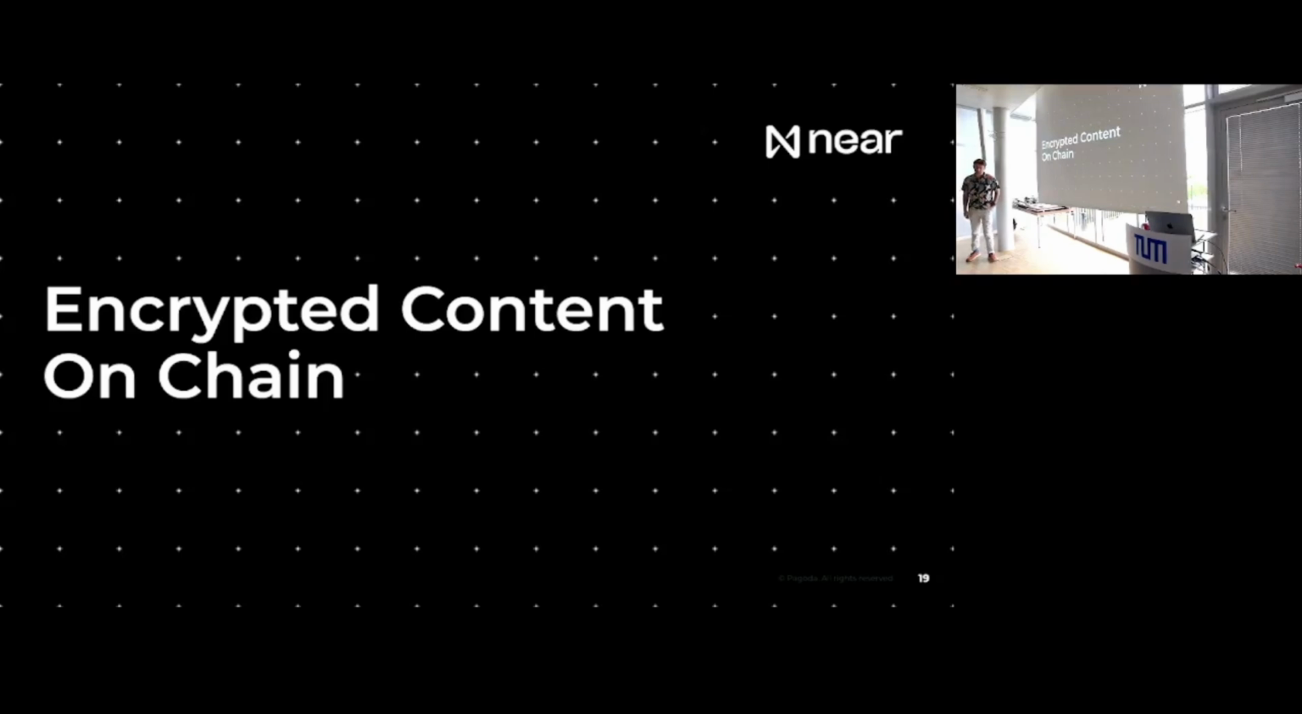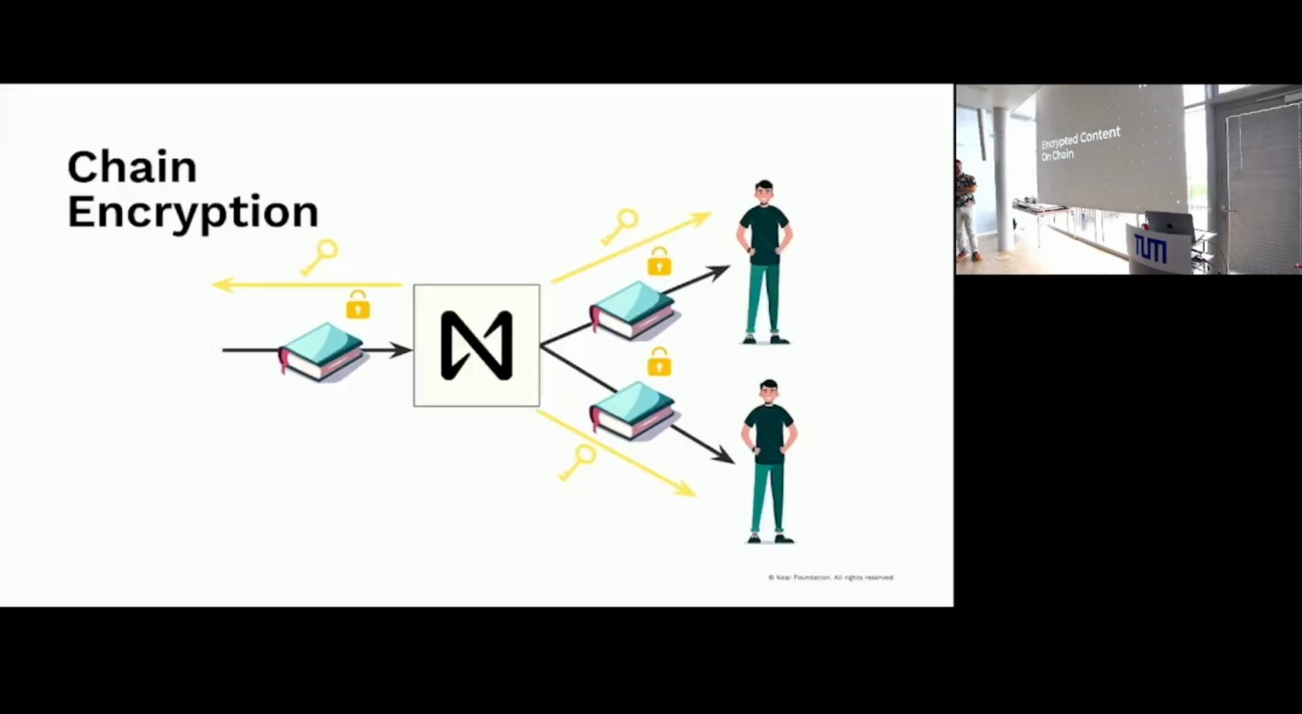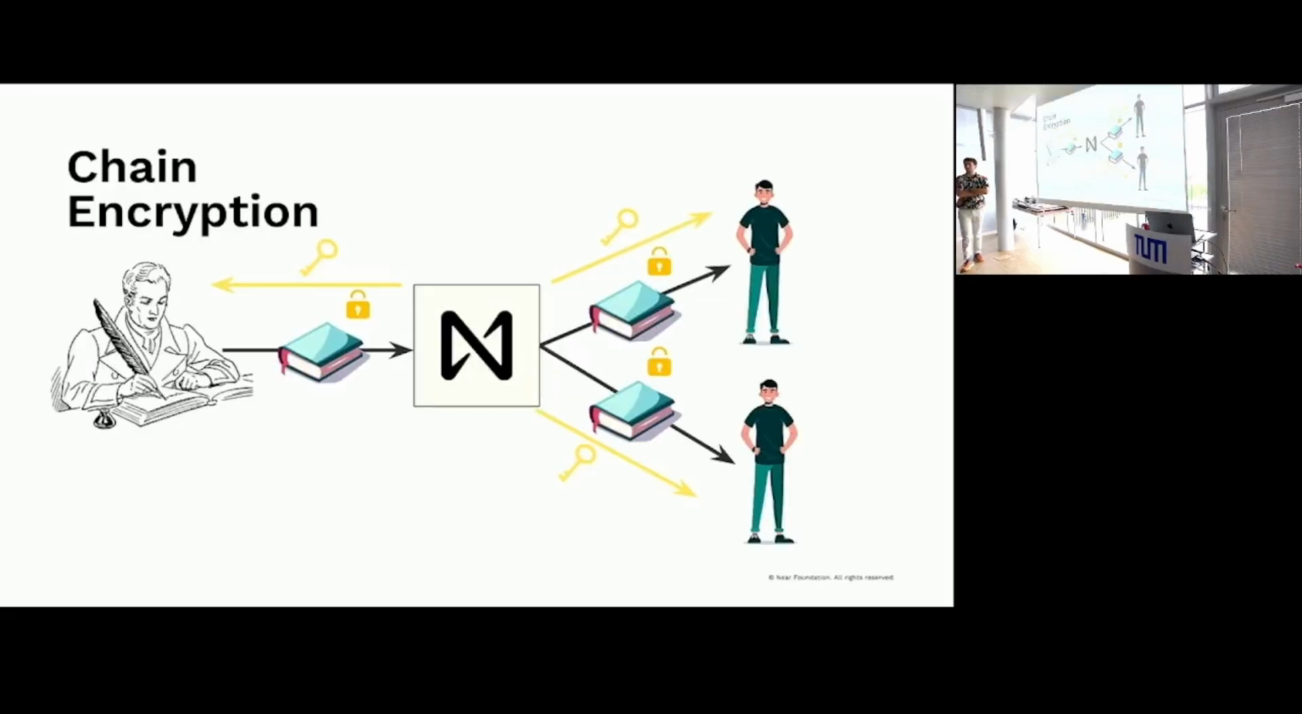Next up, we have encrypted content on chain. One of the big problems in decentralized applications is that everything has to be public, which locks out a lot of things like content creation. So if you want to sell a book on chain, right now it's almost impossible. So what we want to do is basically have the ability for a smart contract to encrypt and decrypt content whenever it wants to do that.